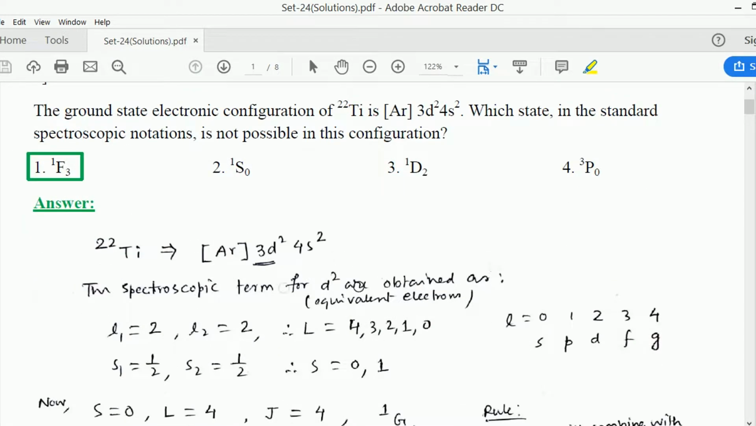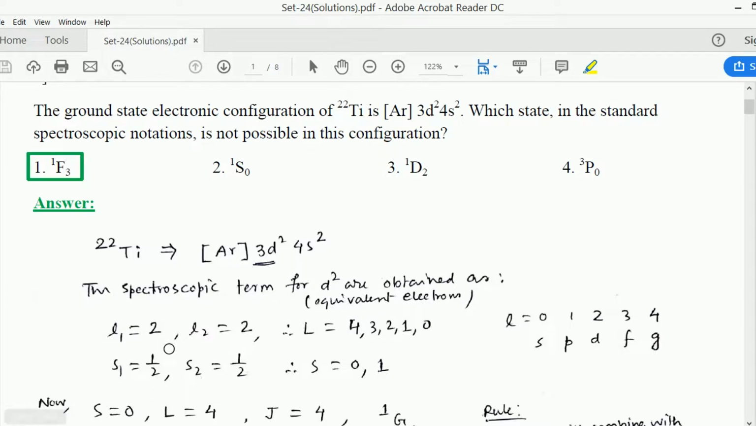Now to solve the question, what are we given? We are given the electronic configuration of this atom. The spectroscopic term for d2, this is d2 because this is filled, so this one is unfilled or empty. Only 2 electrons have been filled, so the spectroscopic term will be determined by these electrons. So d2, so these are equivalent electrons. Whenever you see such cases, these electrons are called equivalent electrons.